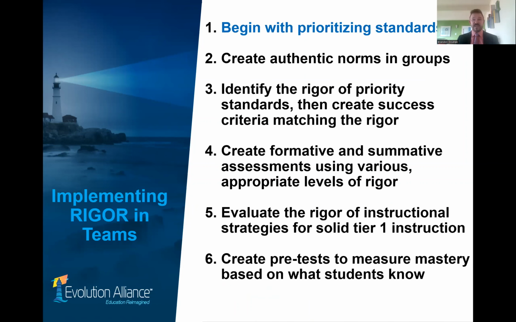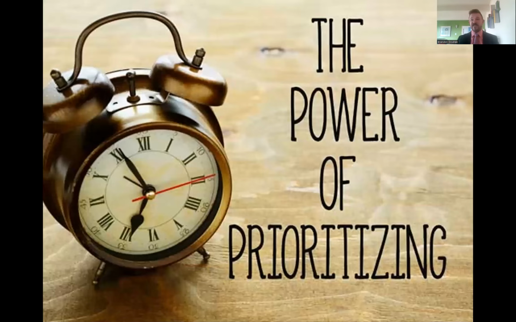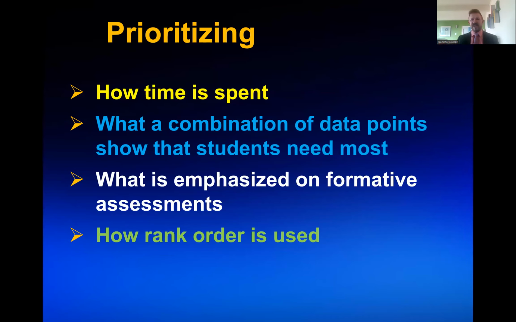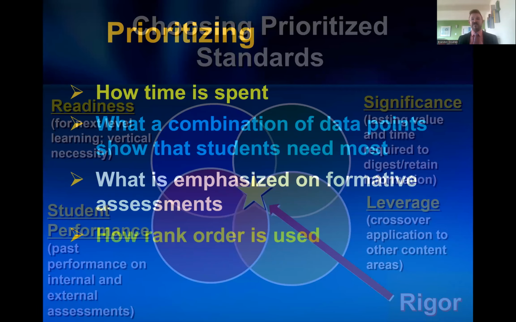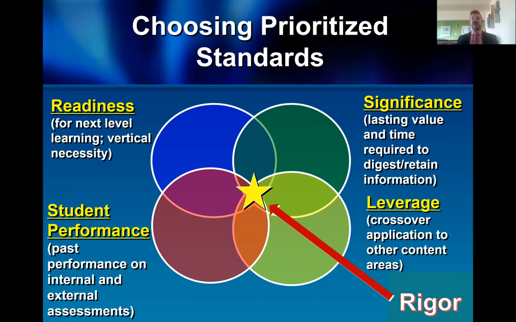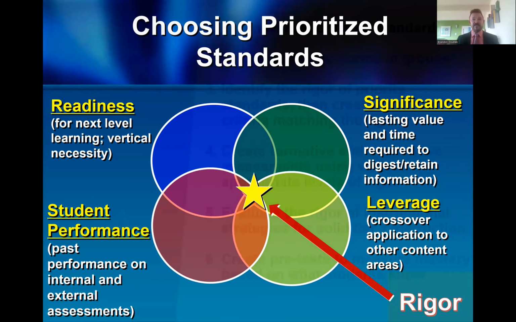So in this first one, begin with prioritizing standards. We've talked about the power of prioritizing, and that it's about how time is spent, how rank order is used, how multiple data points have to contribute to this prioritization process. And that as we're talking about this, rigor is at the heart of how we choose our prioritized standards.